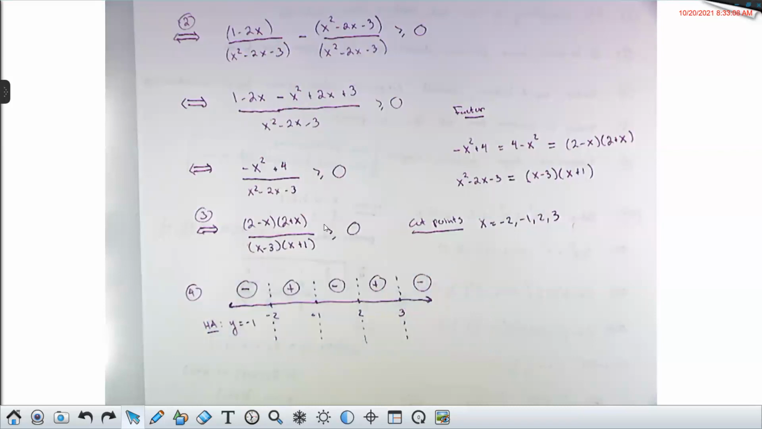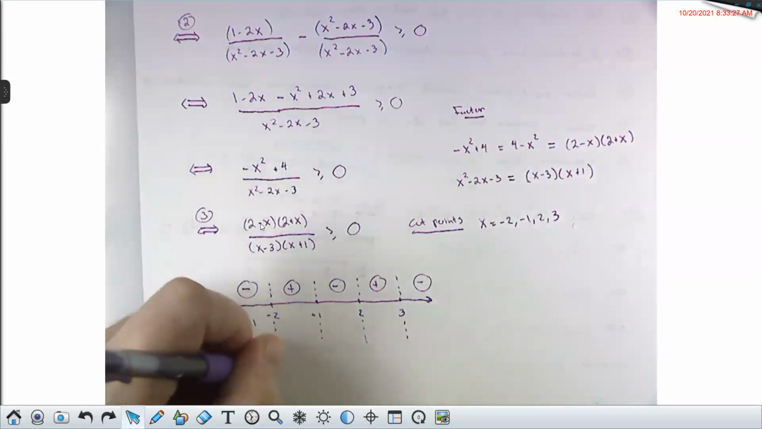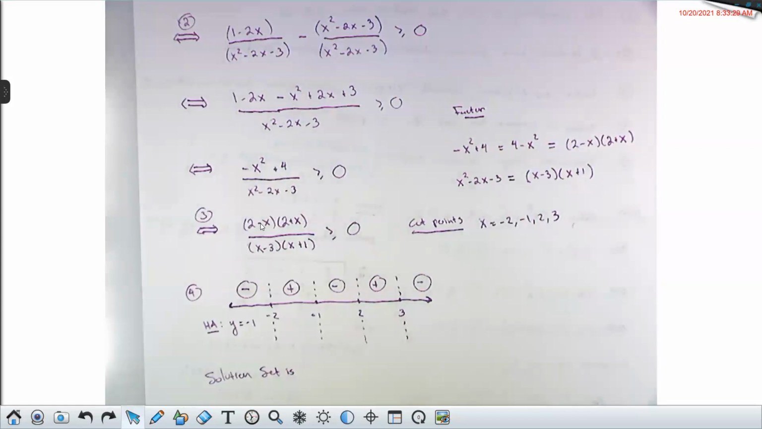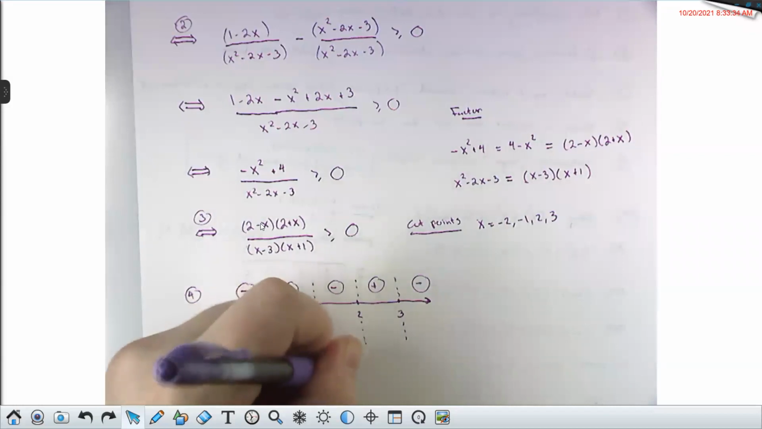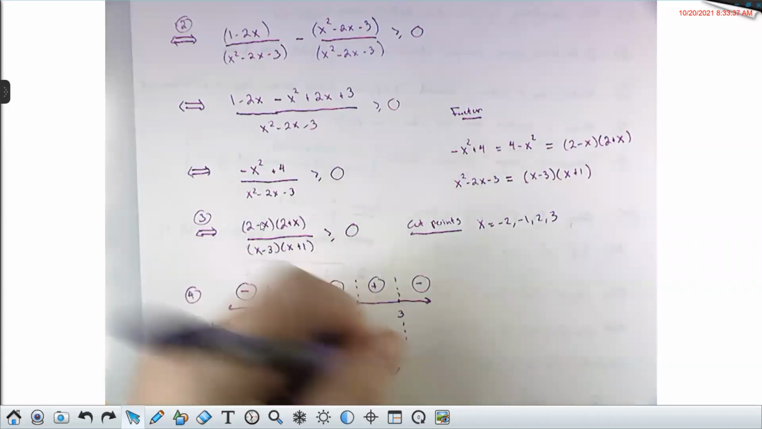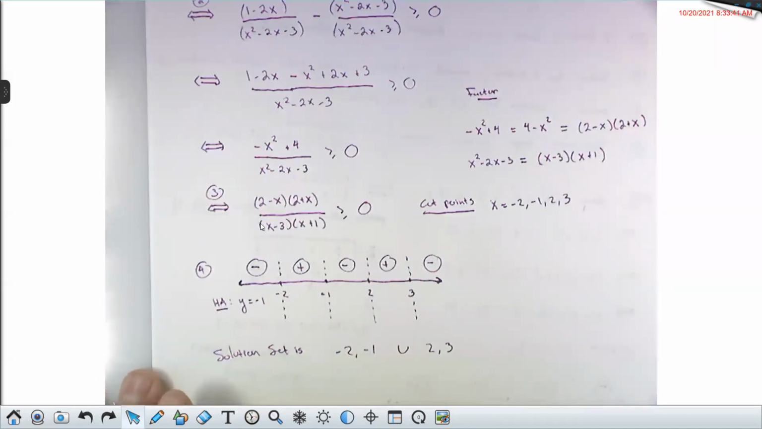We have to be a little bit more careful when it comes to writing down the answer this time, because not every cut point will be a part of the answer. Some of these cut points, the ones that come from the bottom, we cannot plug into this expression because it makes the whole thing undefined. So the solution set we're looking for greater than or equal to 0, so that's positive. So we're looking for -2 to -1, unioned with 2 to 3. And some of these we can include, some of them we cannot.